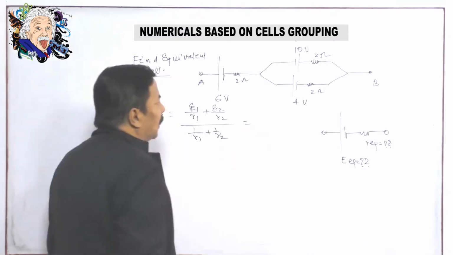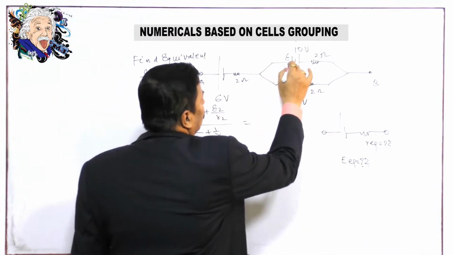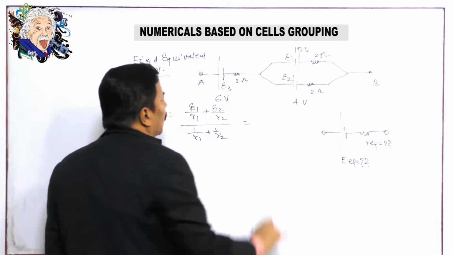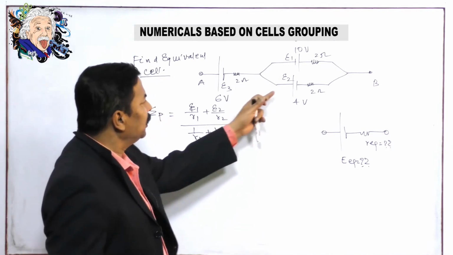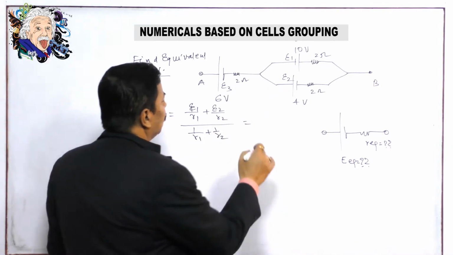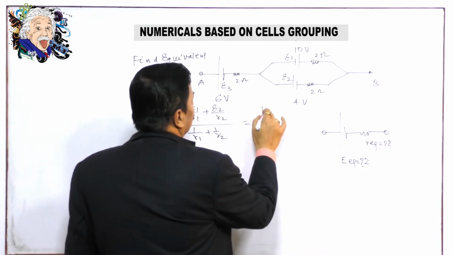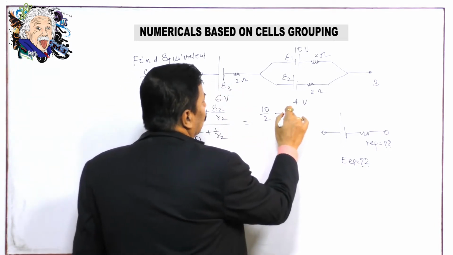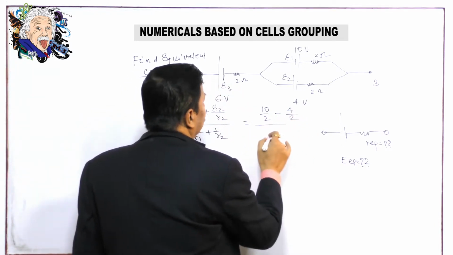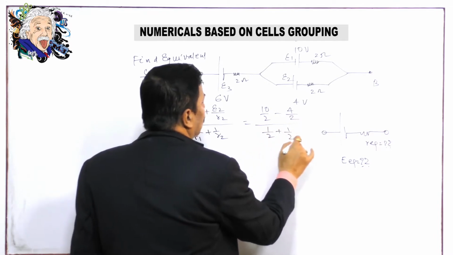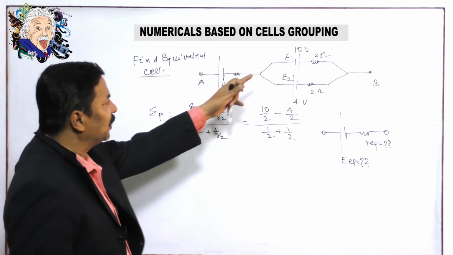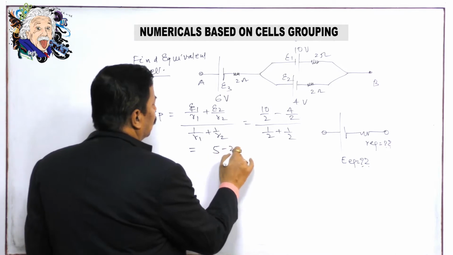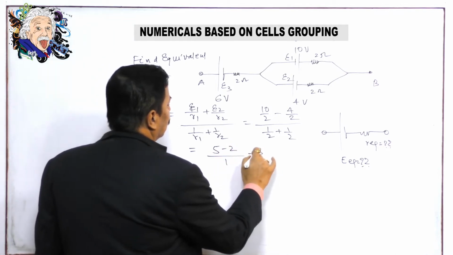Now here you see, this is your E1, this is your E2, and suppose this is your E3. In this situation, E2 is negative. So we get E1, 10 by 2, and at the place of E2 we place minus 4 by 2, divided by 1 by 2 plus 1 by 2. So for the parallel combination we get 5 minus 2 by 1, that is 3 volt.